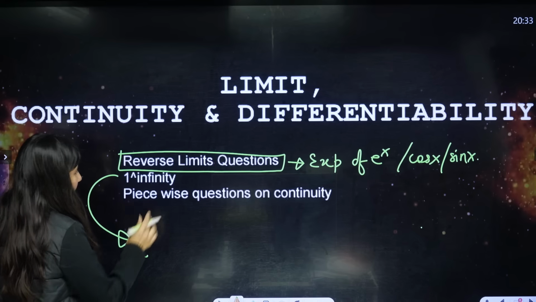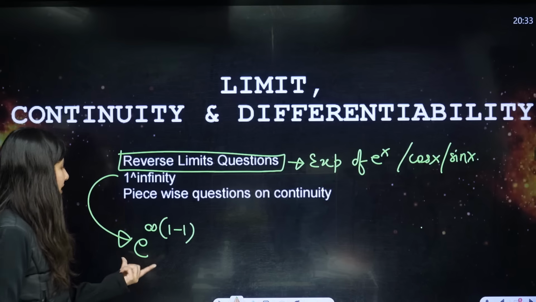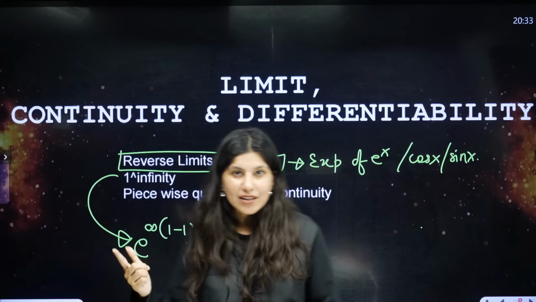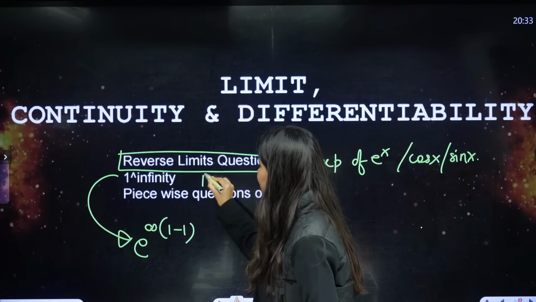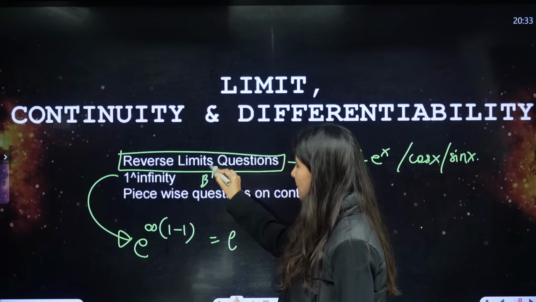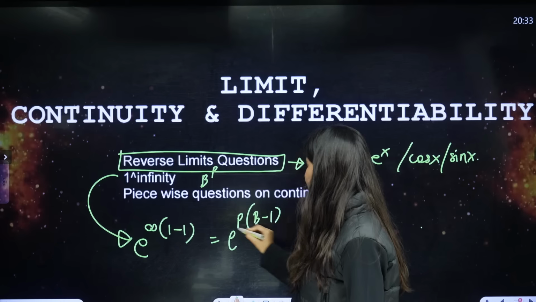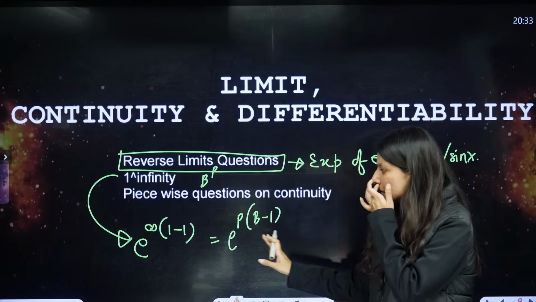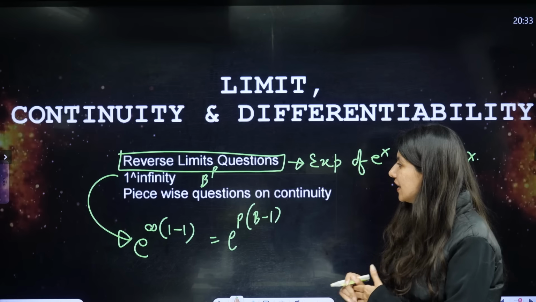E power infinity into 1 minus 1. Basically, what I am trying to say is 1 raised to power infinity, something power something, base and power. So e power, so this is e and this power which is infinity will come in front, and this is base minus 1, limit same. So, this is the formula to solve 1 raised to power infinity.